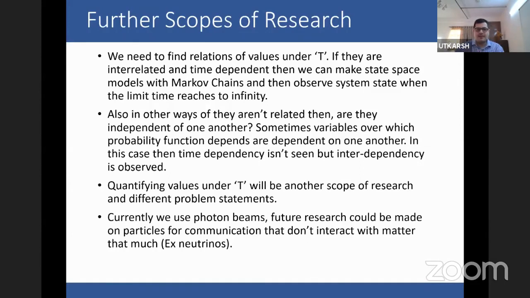Sometimes the variables on which the probability function depends are dependent on one another. In this case, time dependency isn't seen, but interdependency is observed. The other option could be quantifying values under T, which will be another scope of research and a different problem statement. Currently we use a photon beam. Future research could be done on particles for communication that don't interact with matter. For example, research is being done on using neutrinos for communication.